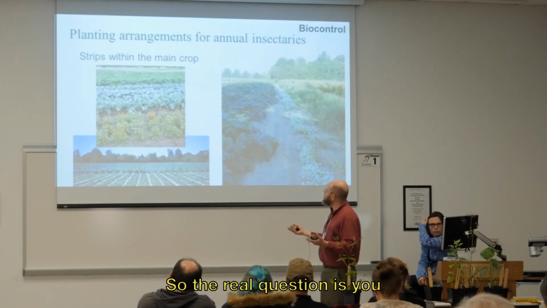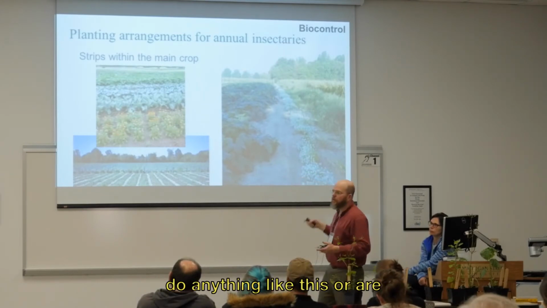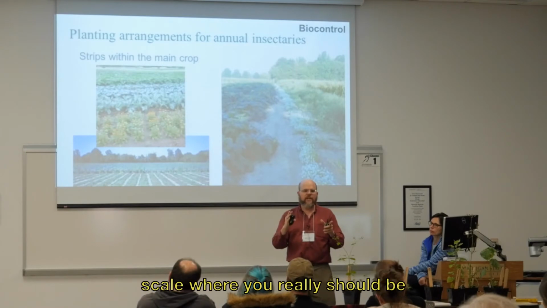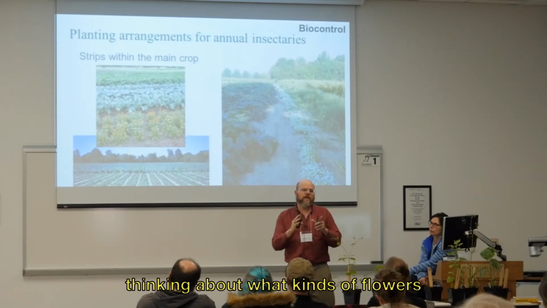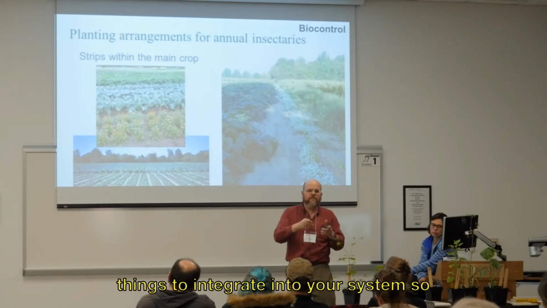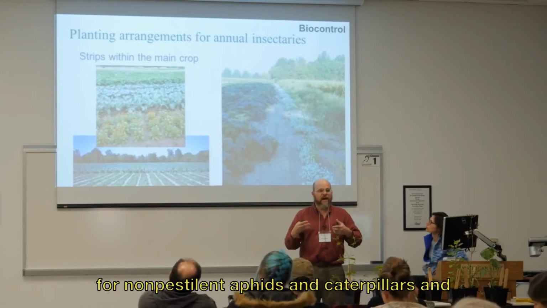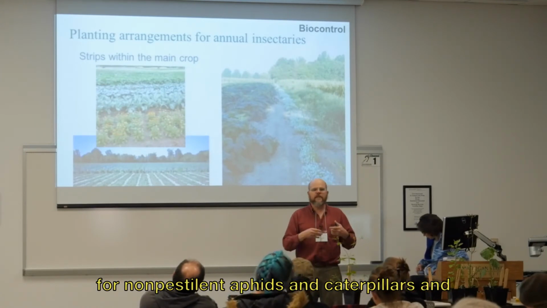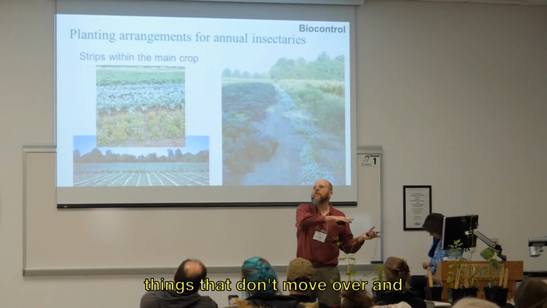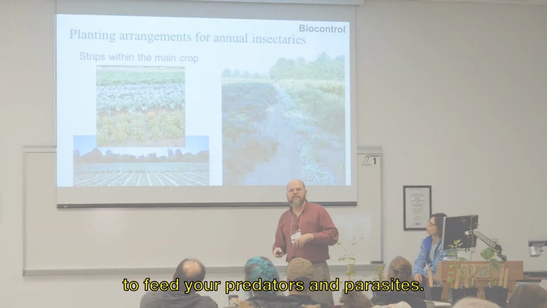So the real question is, are you small enough that you don't need to do anything like this, or are you in that intermediate scale where you really should be thinking about what kinds of flowers and cover crops to integrate into your system so that you always have flowers around and you're always providing some habitat for non-pestilent aphids and caterpillars and things that don't move over into your main crop, but are there to feed your predators and your parasites.